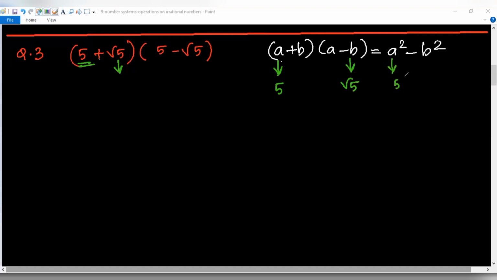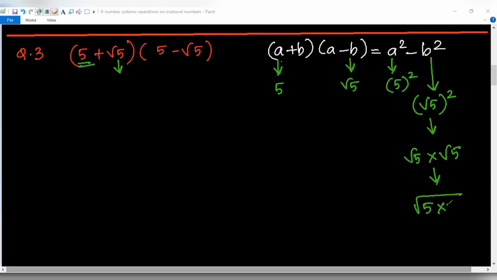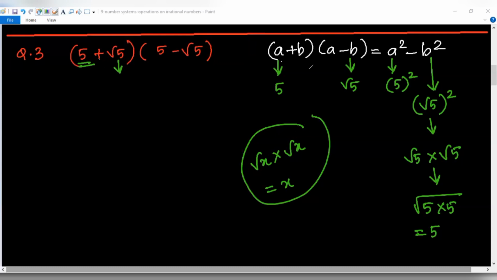So a square will become 5 square, right? Because a is 5. And b square will become root 5, the whole square, because b is root 5. And root 5 the whole square means root 5 into root 5, which is square root of 5 into 5. We have a pair of 5 inside the square root, so we can take 1 out. So it is 5. Anyways, square root of x into square root of x is simply x.